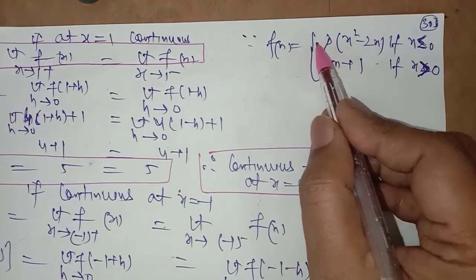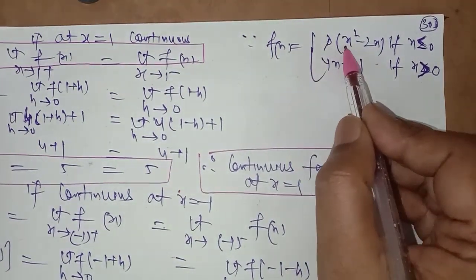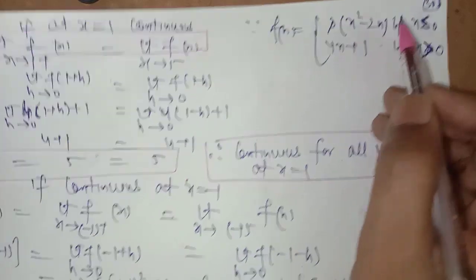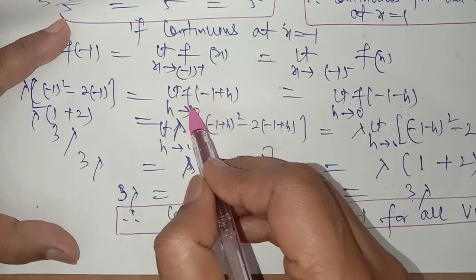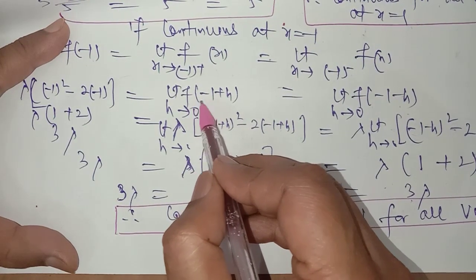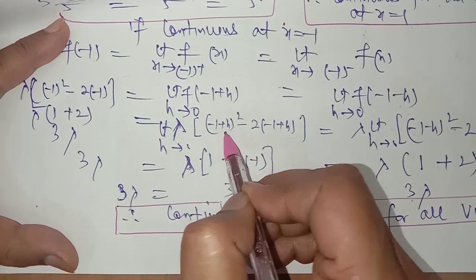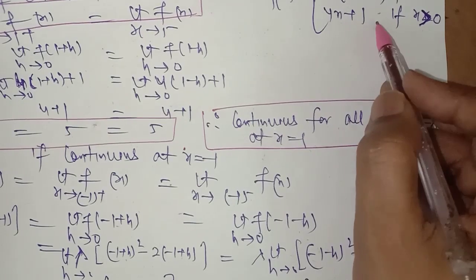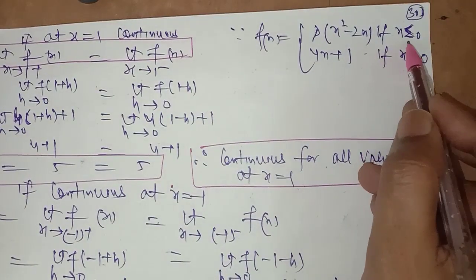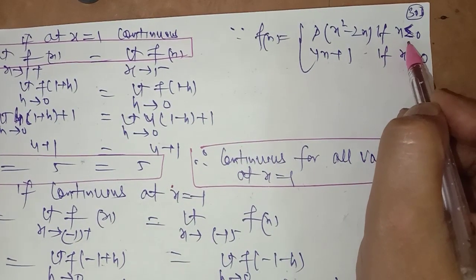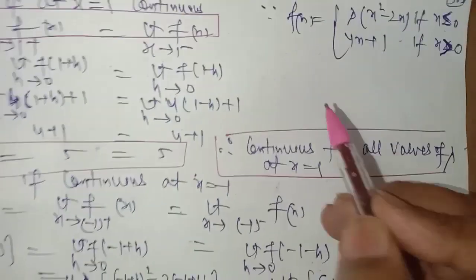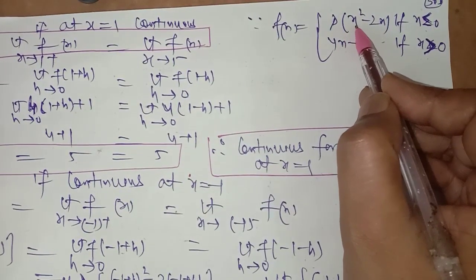f(-1) means x is less than 0, so we'll use this function. In place of x, replace minus 1. Again, for the right hand limit at minus 1 plus h, it will again be less than 0. Listen very carefully: minus 1 plus h will be less than 0, so we'll use this function.